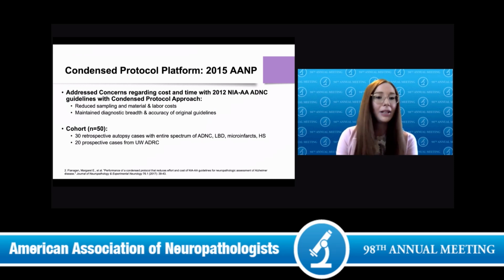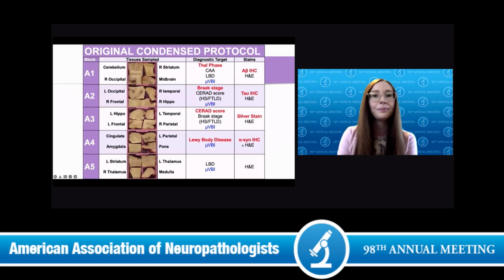So for this publication, from 2017, we specifically looked at 30 retrospective brain autopsy cases, which we selected to incorporate the entire disease spectrum for Alzheimer's disease and Lewy body disease neuropathologic change, as well as chronic microinfarcts and hippocampal sclerosis. And in addition, we looked at 20 prospective cases from the University of Washington's Alzheimer's Disease Research Center.